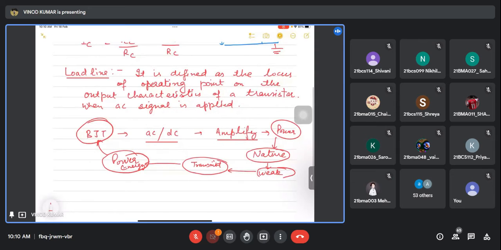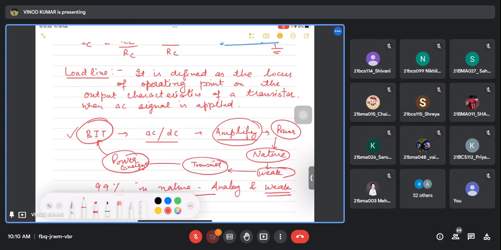So 99% of the signals in nature are analog, and they are weak signals actually. Okay, so we take the help of BJT to amplify those signals, right? So this is the job of the BJT.